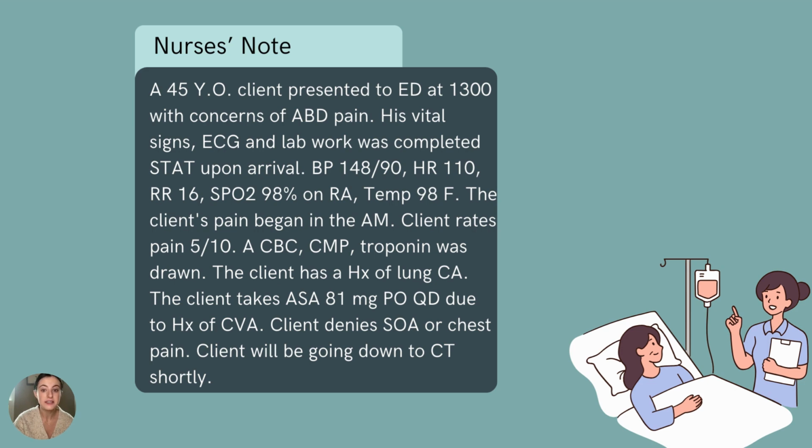A CBC, CMP, troponin was drawn. The client has a HX of lung CA. The client takes ASA 81 mg PO QD due to HX of CVA. Client denies SOA or chest pain. Client will be going down to CT shortly.